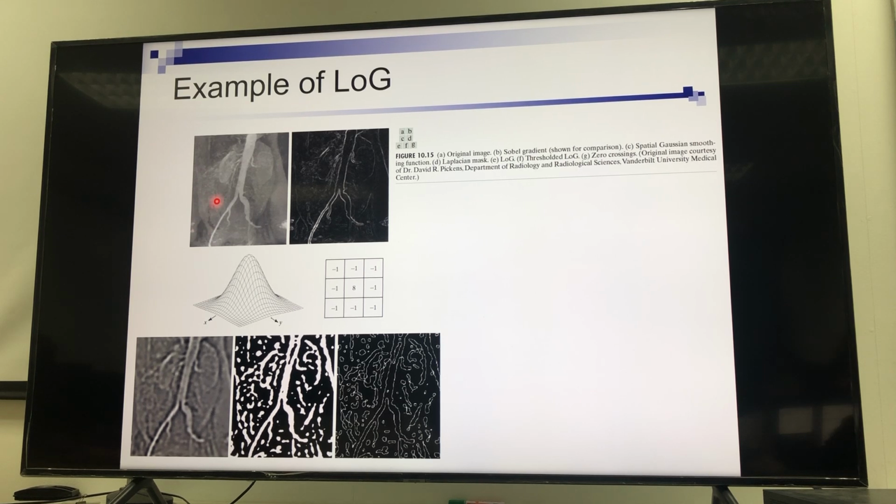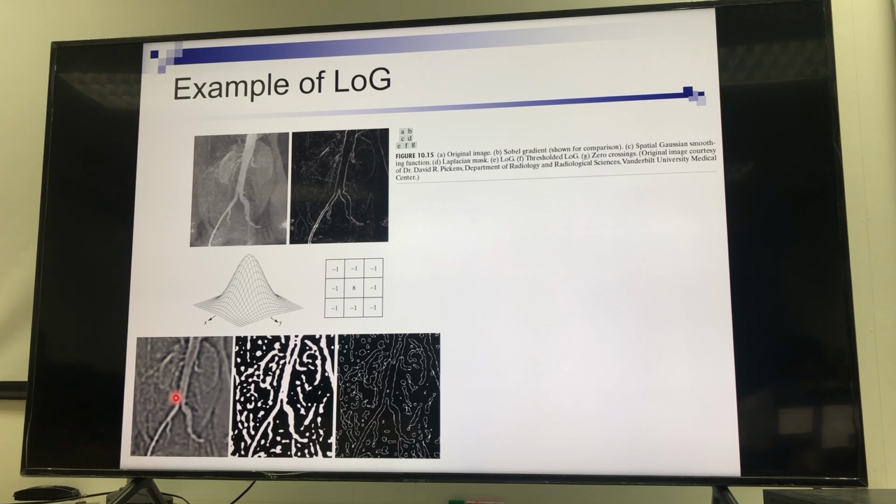This is the original image. A is the original image. B is the Sobel gradient. C is the spatial Gaussian filter. And D is the Laplacian mask. If you use the LoG filter, this is what you're going to get.